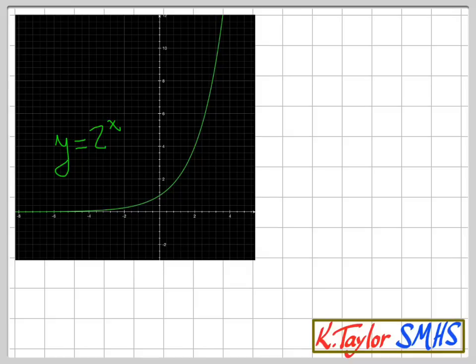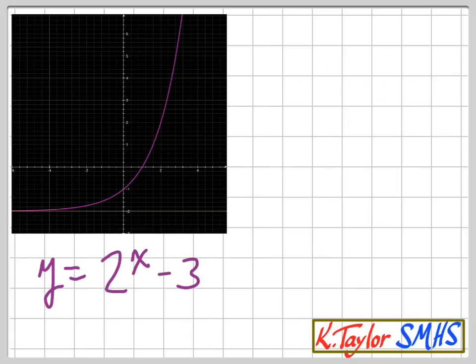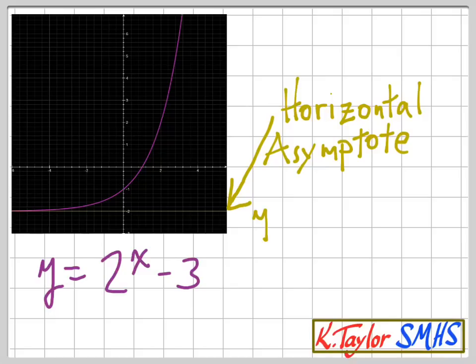Okay? So the first thing we're going to talk about is a vertical shift of this graph. And so we could think of that function as 2 to the x, or just f of x, plus k, plus some number. So here's an example of y equals 2 to the x minus 3. And what I'd like you to see is that that little gold line down there is a horizontal asymptote at y equals negative 3. Okay? So take a look at that asymptote there and the connection between it and the equation.